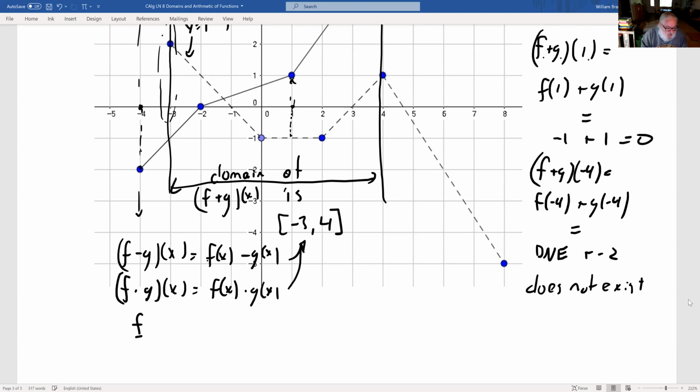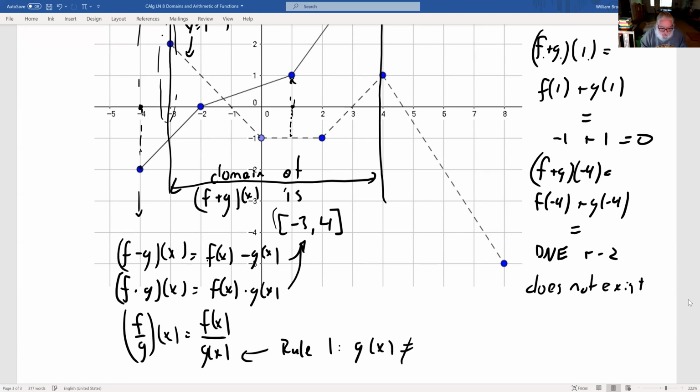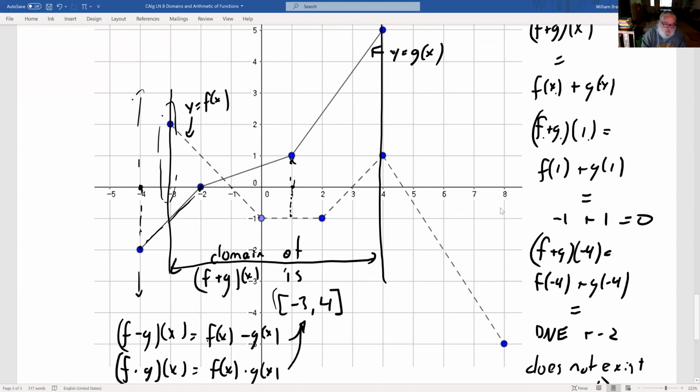f divided by g of x is written like that, and that just means the fraction f of x over g of x. So we need to be able to plug x into both functions. So we start with this, but we also need, well, one, the bottom cannot be equal to 0. So g of x is this solid line. When x equals -2, you get 0. So here's the x-intercept for g at -2.